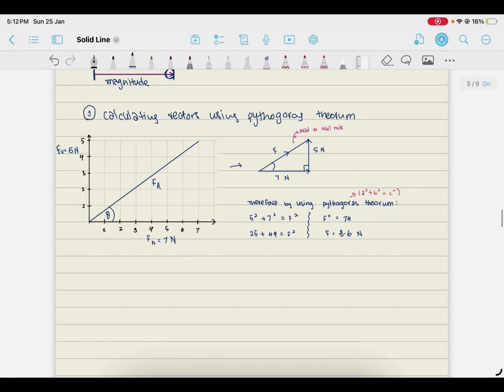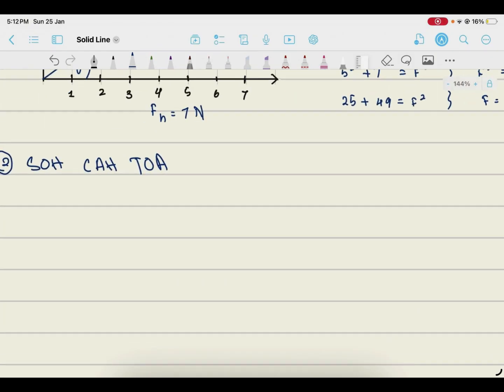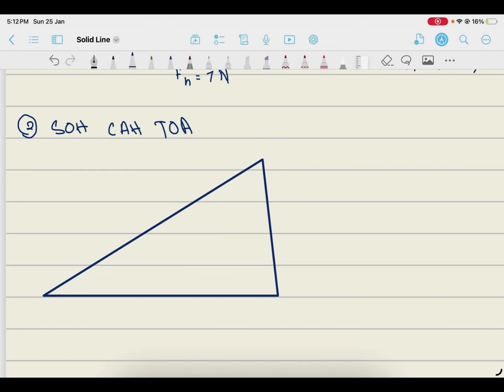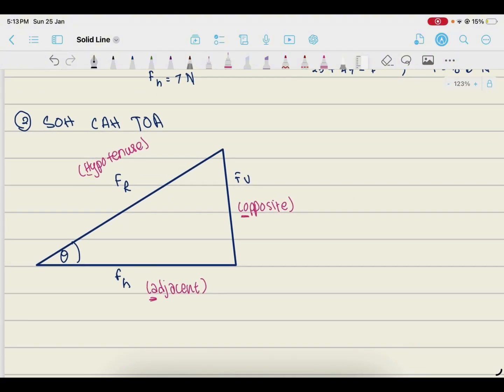Second way is using SOH CAH TOA. So we have a triangle, okay? This is our angle theta. This is our resultant, which is the hypotenuse. You must have learned this in maths by now, actually. This is F vertical, and this is horizontal. This is opposite to our angle theta, and this is adjacent. Okay, so remember this.